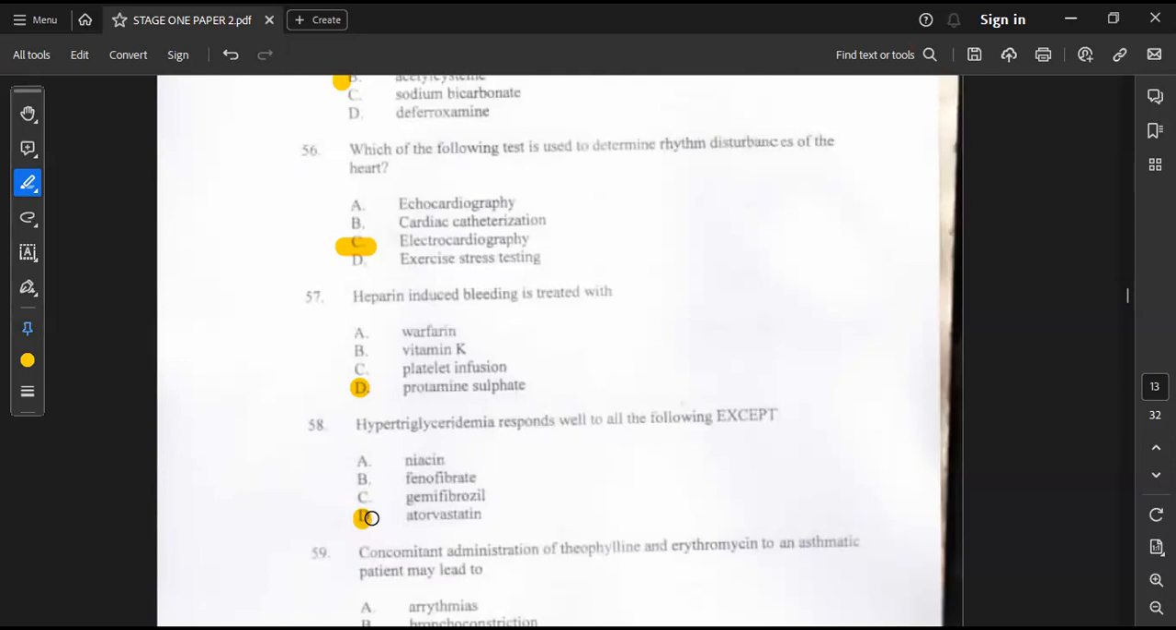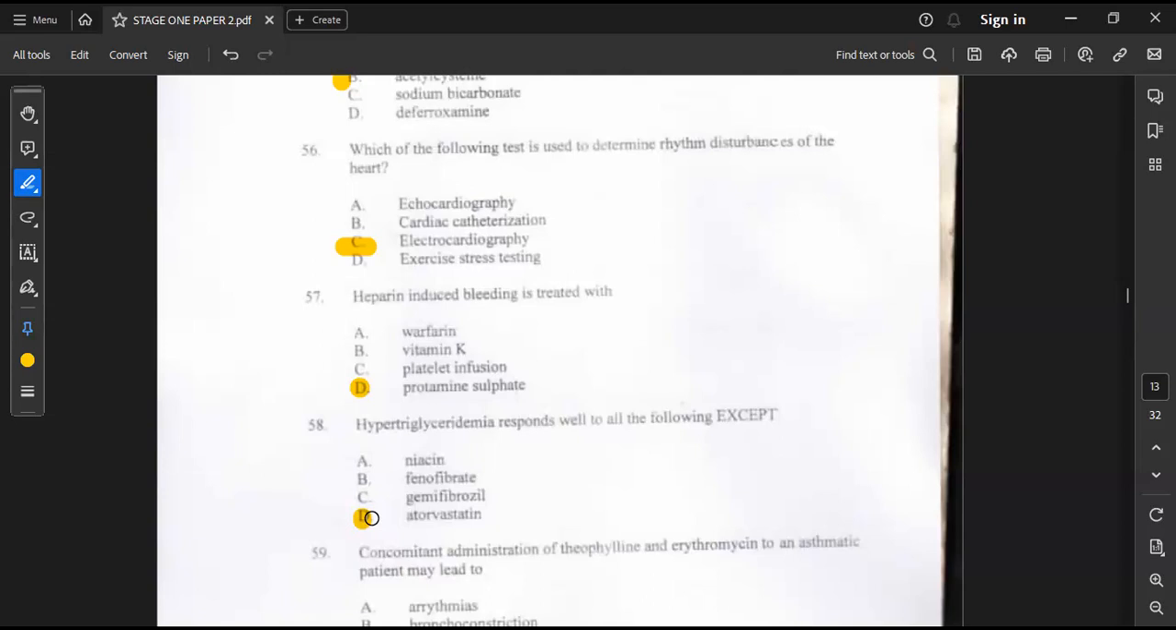I'm just asking a question. Is niacin not a vitamin? It is a vitamin, but it also inhibits hormone sensitive lipase, so it decreases LDL, but it is a water soluble vitamin.